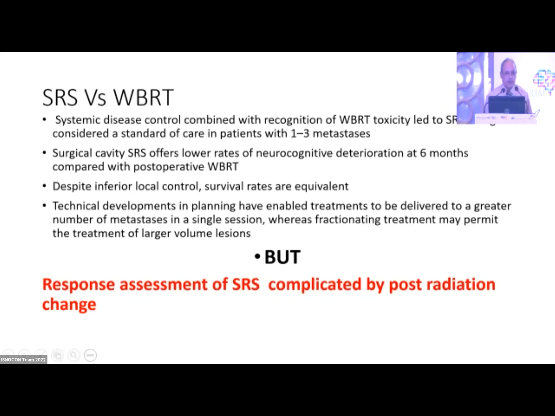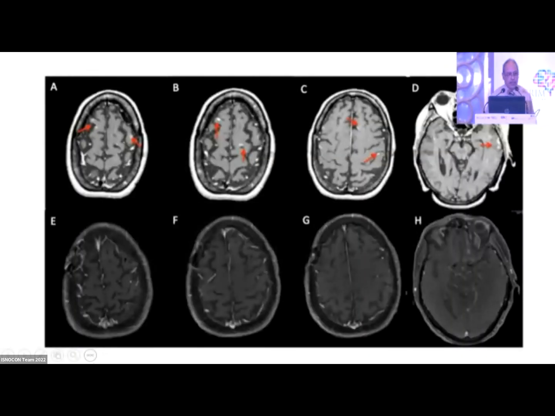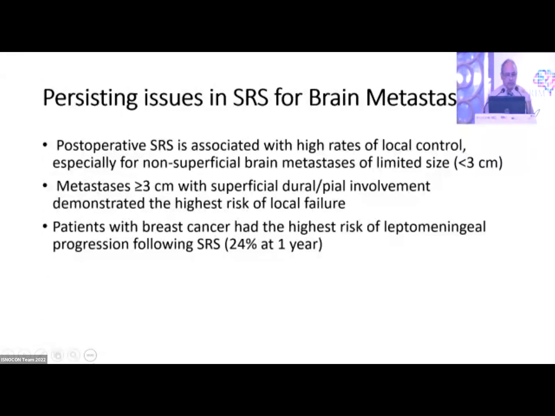But one thing you must remember, that the response assessment of stereotactic radiosurgery is complicated by the radiation changes which happen also. So they're not absolutely as pristine as it is thought. The only apprehension here is that though stereotactic radiosurgery is emerging as an alternative in treating these tumors to preserve the cognitive function, there can be omissions. So what you see today as a normal looking area can become a metastatic area soon. So you have skipped those areas, and so you can have this sort of cherry picking going on in the brain. You can have again a second session in certain situations if something crops up. But in the long run, the issue will persist.